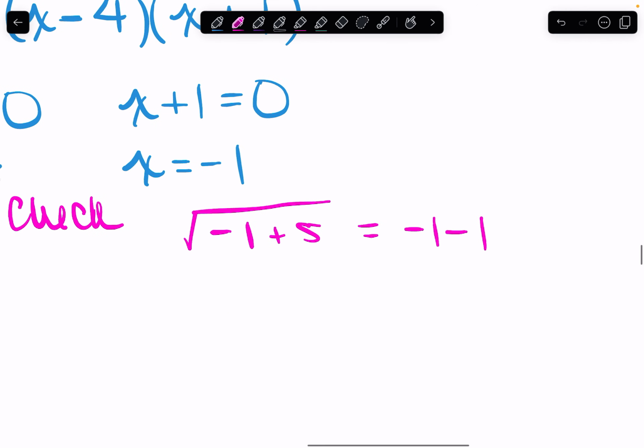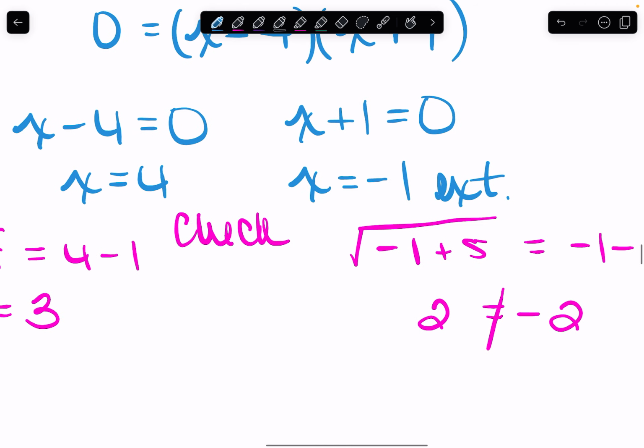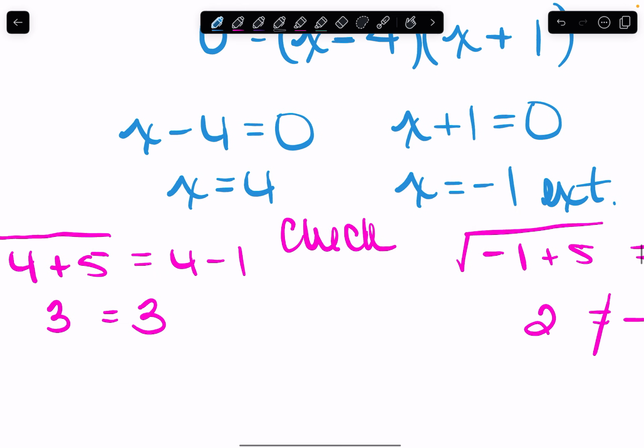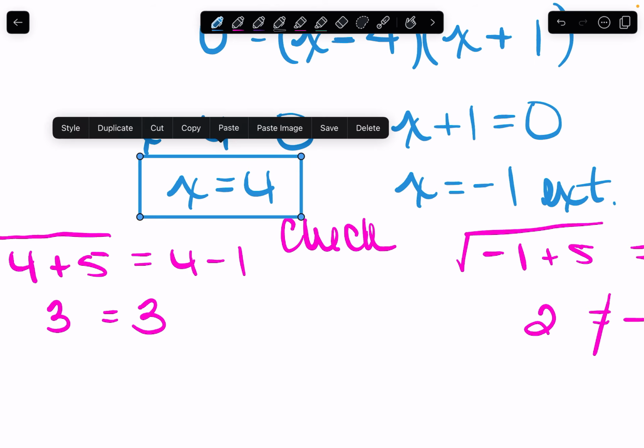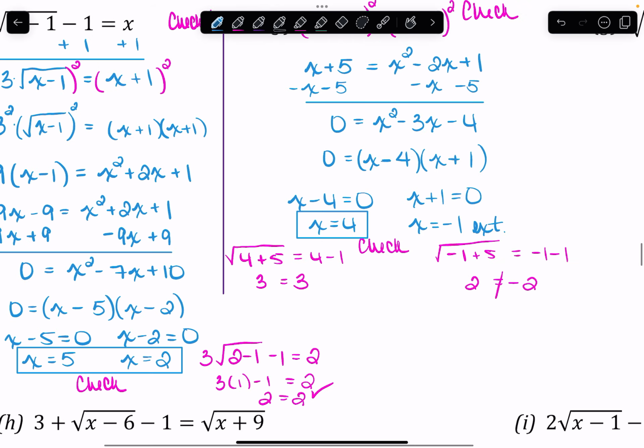All right, negative 1 plus 5 is 4. Square root of 4 is 2. Negative 1 minus 1 is negative 2. This one does not check. That is not true. This is an extraneous solution. It is a solution that is not valid. So the only solution we will be keeping is x equals 4. So be really careful. You've got to check those square roots. Let me go this way so I don't get the work mixed up.